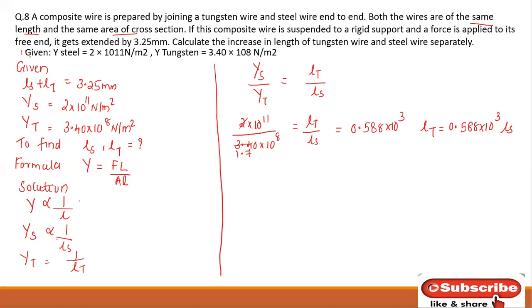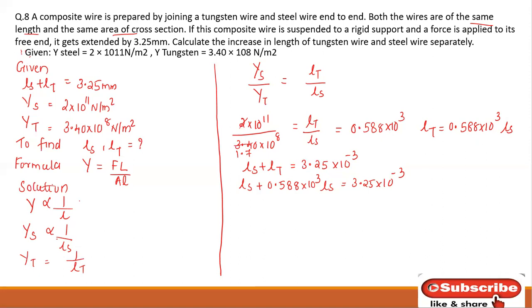But we know the value of LS plus LT. LS plus LT is 3.25 millimeter, that is 3.25 into 10 raised to minus 3. On substituting the value of LT, LT is 0.588 into 10 raised to 3 LS, and LS plus LT is equal to 3.25 into 10 raised to minus 3. 0.588 into 10 raised to 3 means into 1000, so we will get 588.